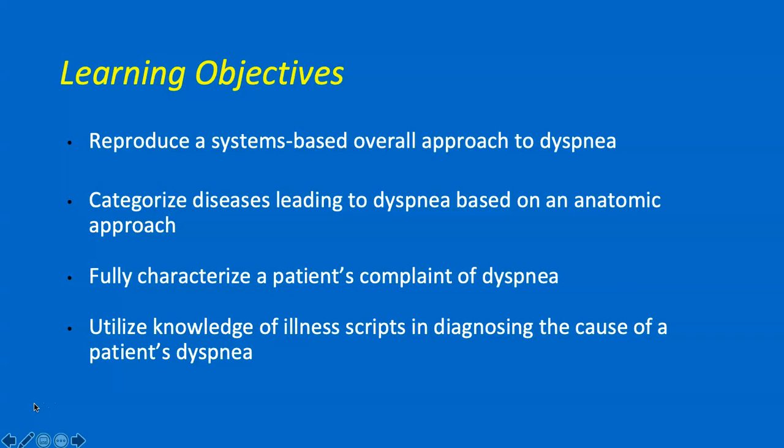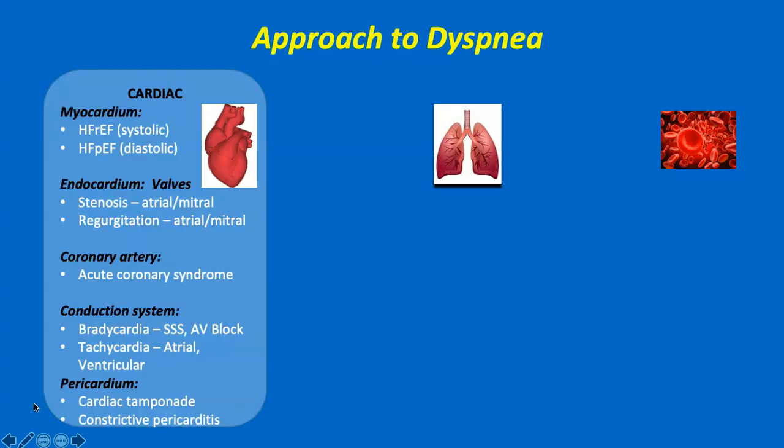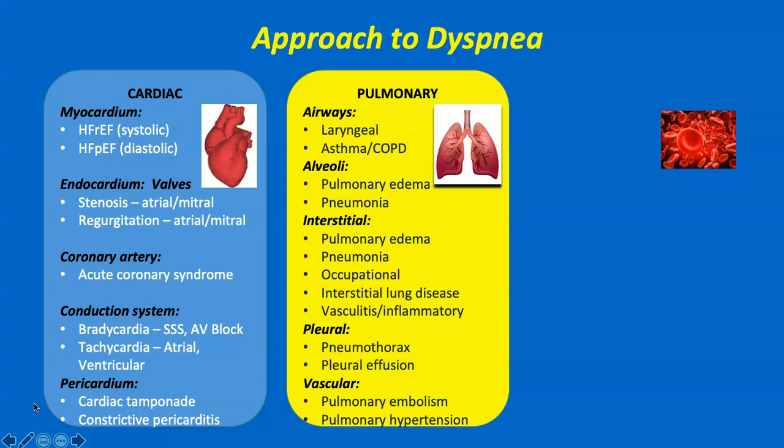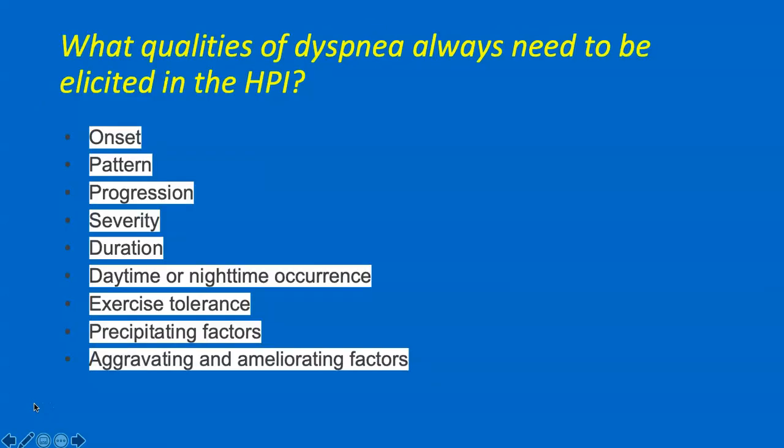That you have. So, whenever I think about a patient who comes in with shortness of breath or dyspnea, I start off with a systems-based approach where I think about the cardiac causes of dyspnea, the pulmonary causes of dyspnea, and what I consider to be the miscellaneous causes of dyspnea. So first, Zach will just tell you a little bit about what features of dyspnea should always be elicited as part of the HPI. Great.